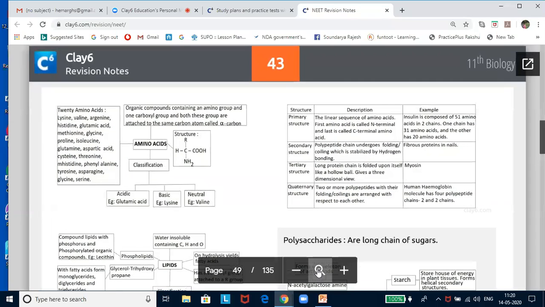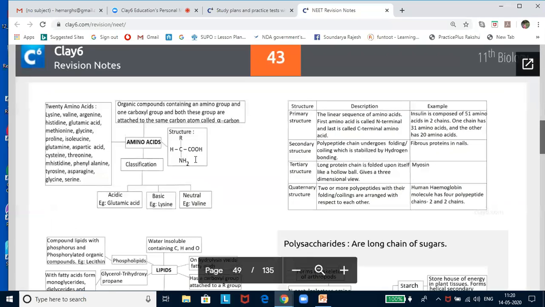So this is the structure of the amino acid. This is nothing but a substituted methane. There are four substituent groups occupying the four valence positions: hydrogen, carboxyl group, amino group, and the R group. This R group will vary for different amino acids. Now this is the important key point.